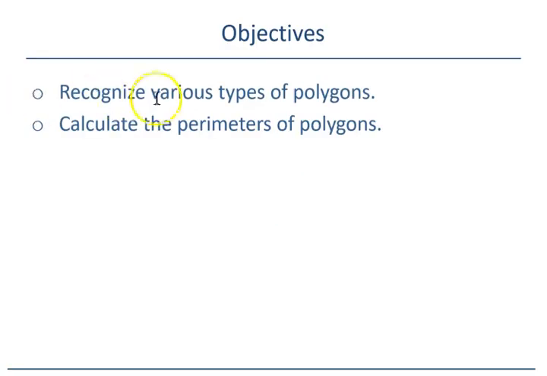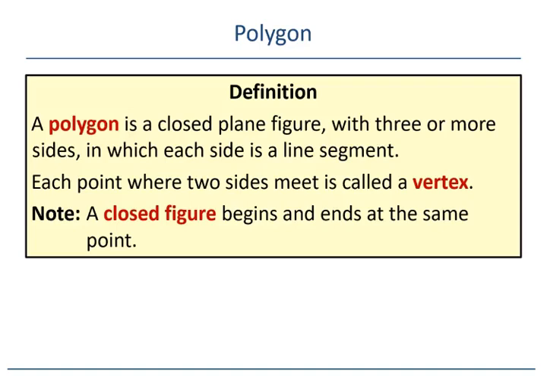Okay, section 6.2, let's look at perimeter. Kind of scrolling down here, we're going to recognize various types of polygons and calculate the perimeters of polygons. Okay, well, what is a polygon?